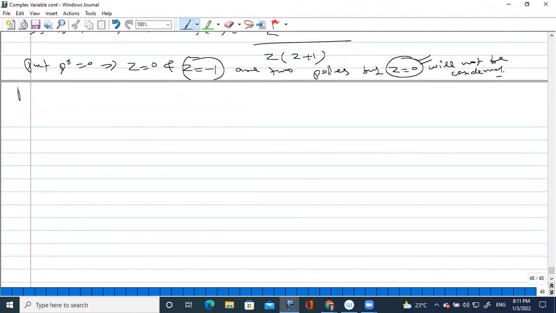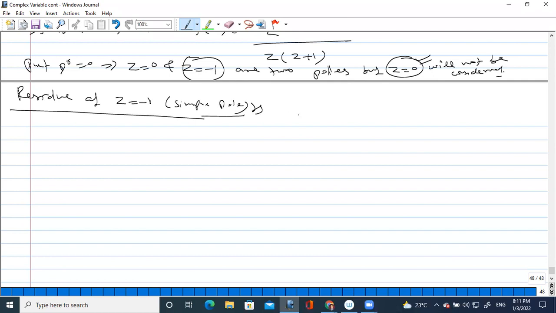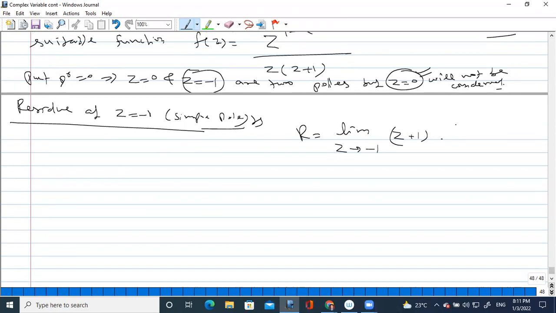Okay, now the residue at z equal to minus 1. So z equal to minus 1 is a simple pole, so the simple pole method we will use. So the residue will be the limit z tending to minus 1 of (z minus alpha), which means it will become (z plus 1), into f(z). f(z) is z to the power 1 minus alpha divided by z into (z plus 1). So this will be cut and it is z to the power 1 minus alpha upon z. Then you can put z equal to minus 1.